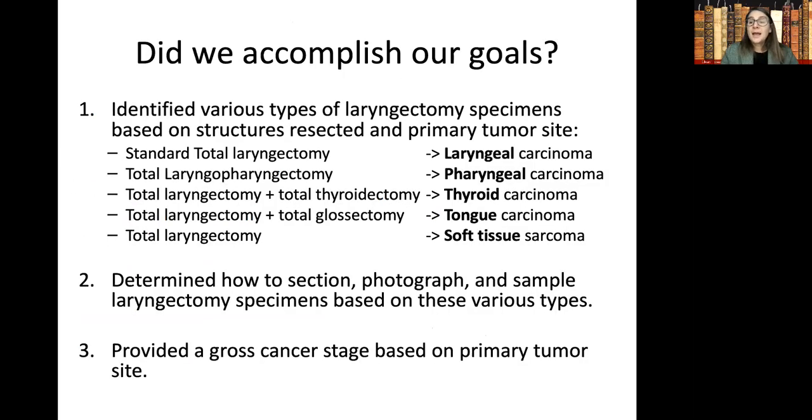All right, so in the end, did we accomplish our goals? Hopefully. We've identified various types of laryngectomy specimens based on the structures resected, but more importantly, that primary tumor site, right? Is it for a primary laryngeal carcinoma? Is it a laryngopharyngectomy for a pharyngeal carcinoma? Is it for a thyroid carcinoma, perhaps a tongue carcinoma, or even for a very rare soft tissue sarcoma? We've determined how to section, what to photograph, and how to sample these laryngectomy specimens based on the tumor types, and critically provide that gross cancer stage based on primary site.